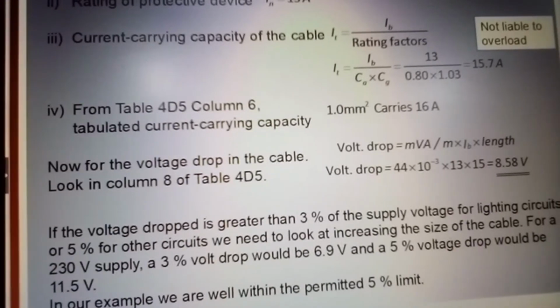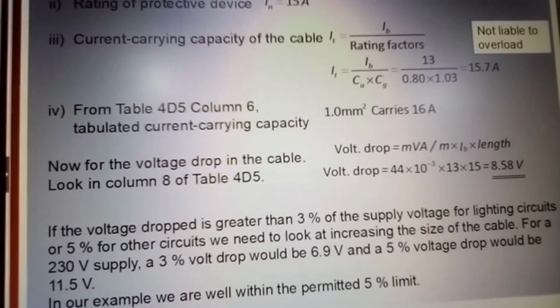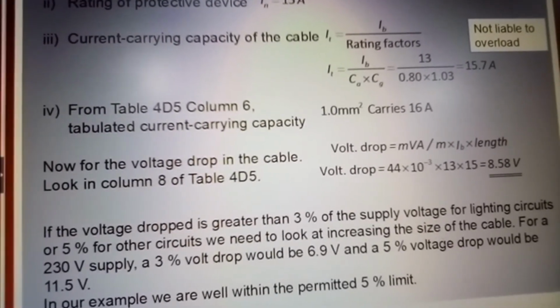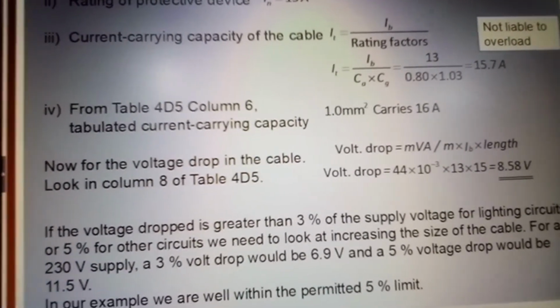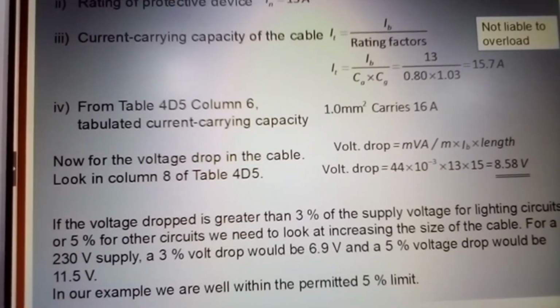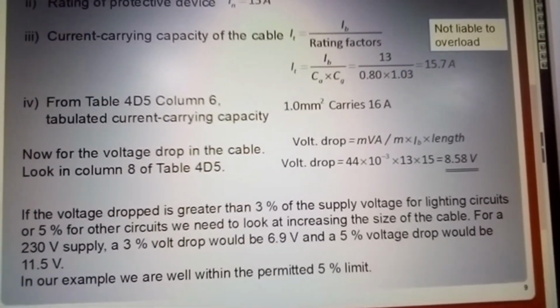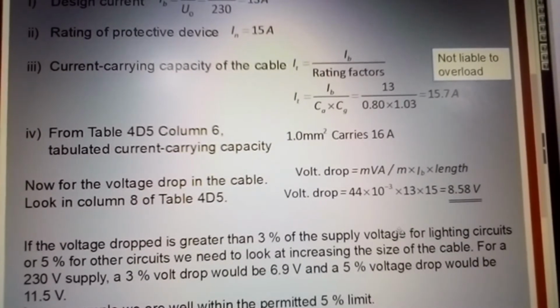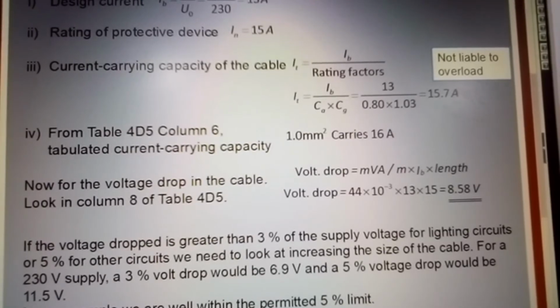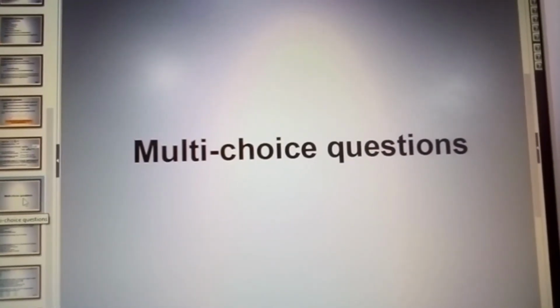Now again, you must refer to the IET regs at all times, irrespective whether it is the 18th edition or advanced from that in the future. Use the IET regs. Make sure you comply with it at all points in time. Okay, thank you. Now, multiple choice questions. Now, get these done for me, please, as well.